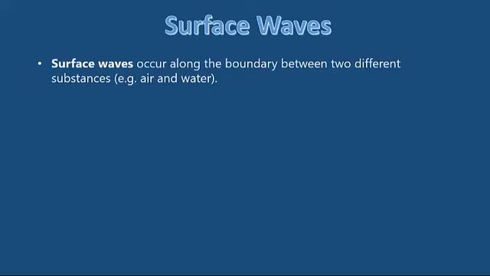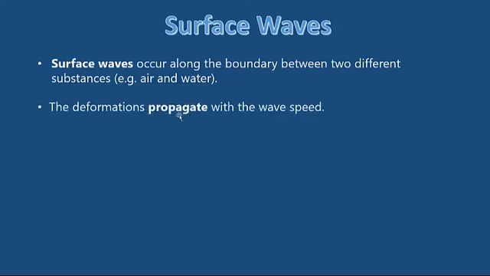You need a boundary between two very different substances. One substance is usually lighter, less inertial, like air, and the other one is usually more inertial, more dense, like water. So what else do we know about surface waves?